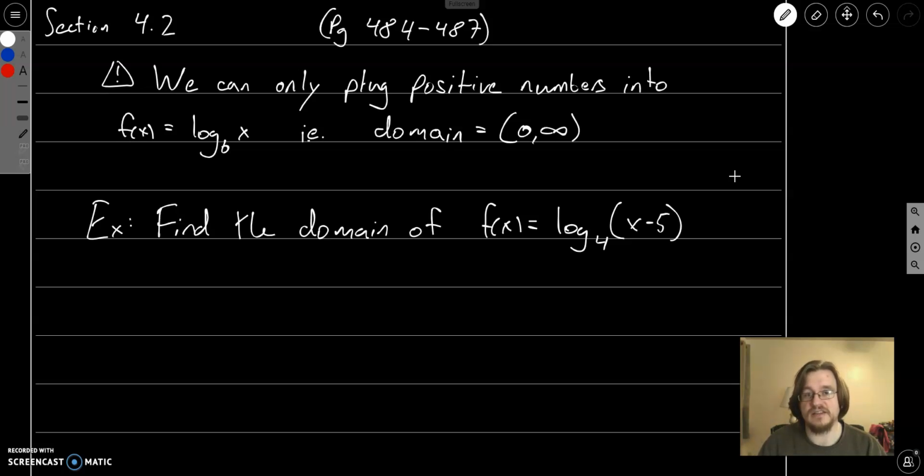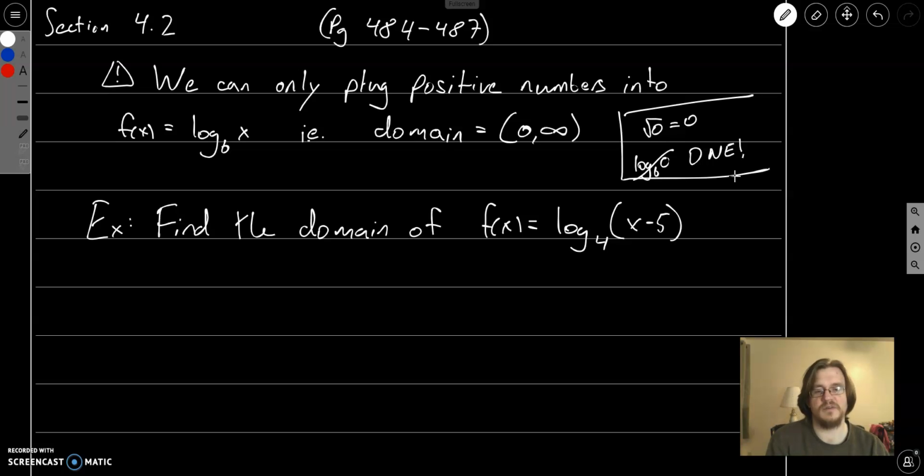So this is a lot like a square root function, where we can't take the square root of a negative number. But unlike a square root function, this is different because we can't even take the log of 0. You're not allowed to take a log of 0. You are allowed to take the square root of 0. Just to reaffirm, the square root of 0 is 0, so this exists. The log base b of 0 does not exist. So you cannot take the log of 0.